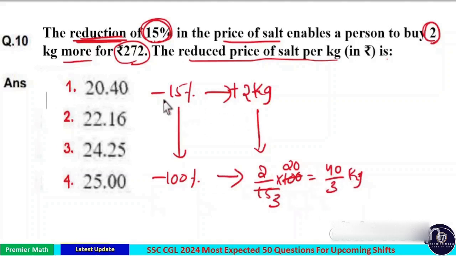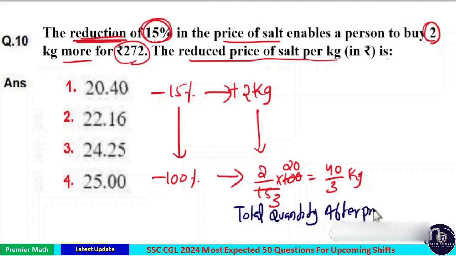Here, this reduction leads to 2 kilogram, and this 2 kilogram leads to this 40 by 3 kilogram, which means this is the total quantity after price reduction. That is, this 100% leads to the total quantity after price reduction, because this 40 by 3 kilogram is derived from this 2 kilogram.